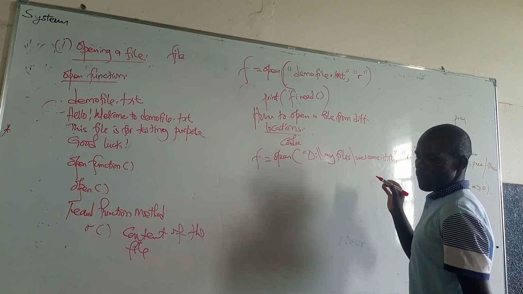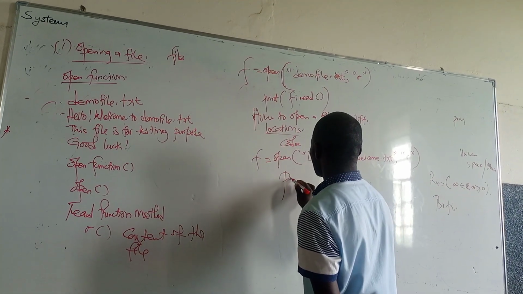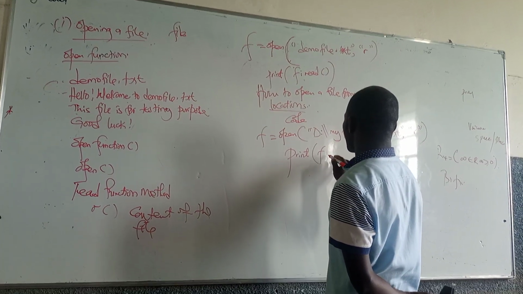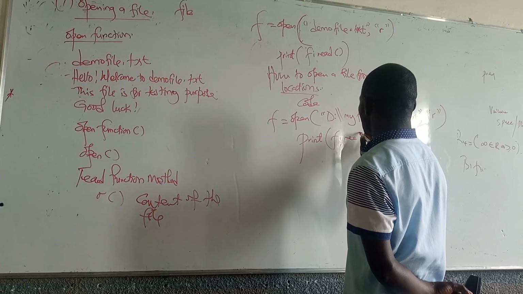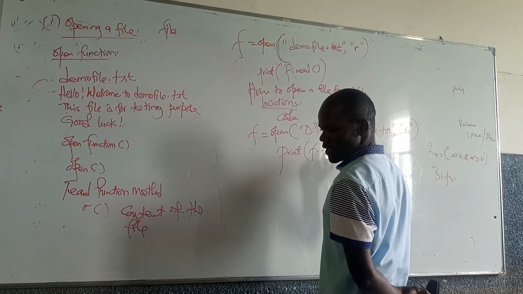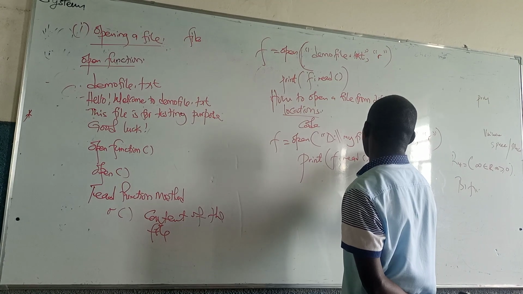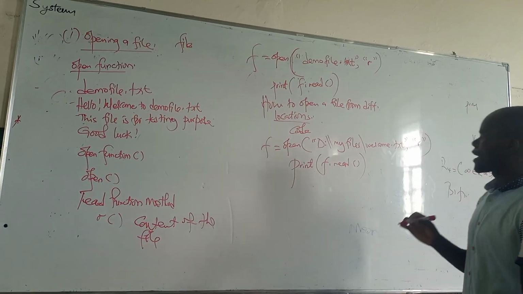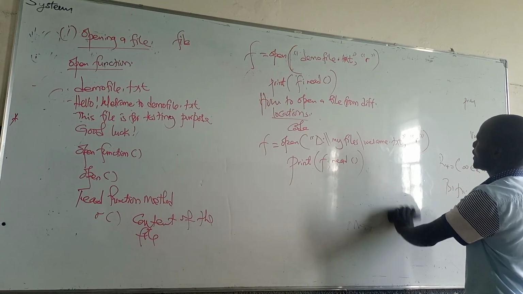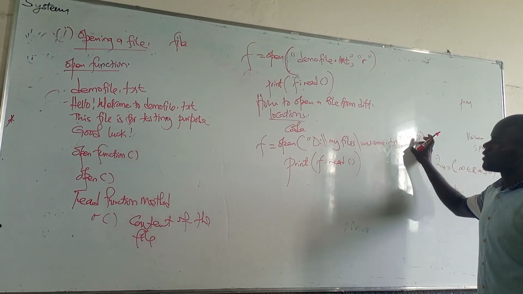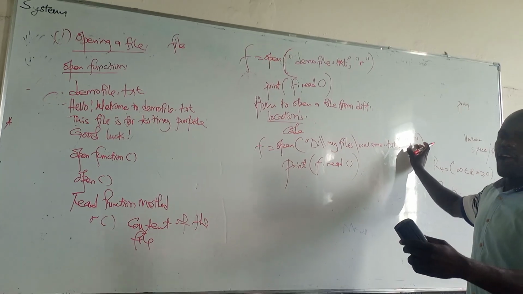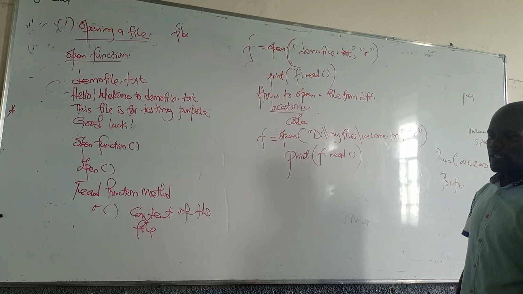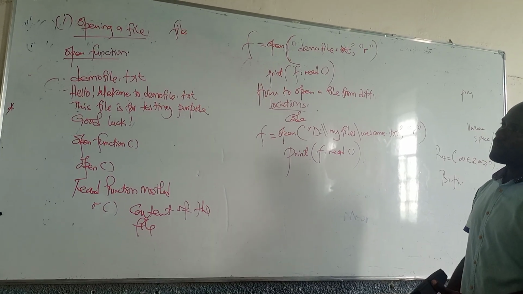You close the brackets. On the new line you will say print, file dot read, closing the bracket. So this r enables you to read other files from different locations. That is how to open a file.